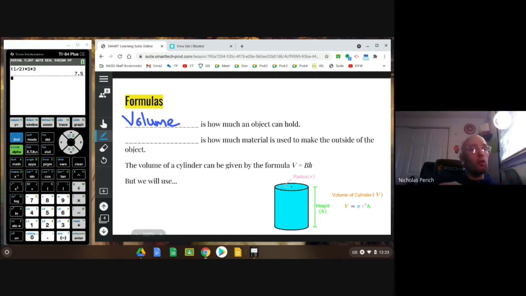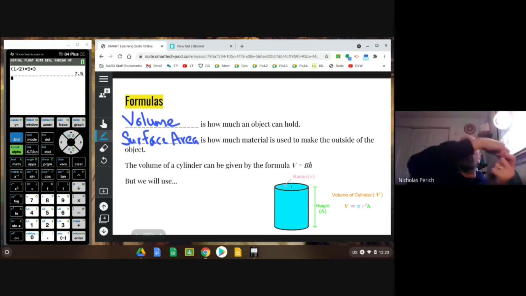You guys learned that probably last year or maybe even 6th grade. You probably just called it area. But surface area is how much material makes up an object. So if I had a box, and if I were to fill that box with crumbled up paper, that's the volume. If I were to use paper to cover the box like Christmas, that's surface area.